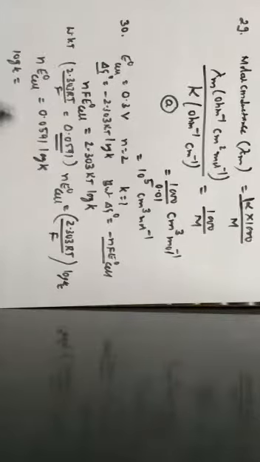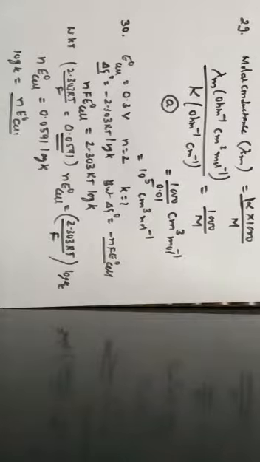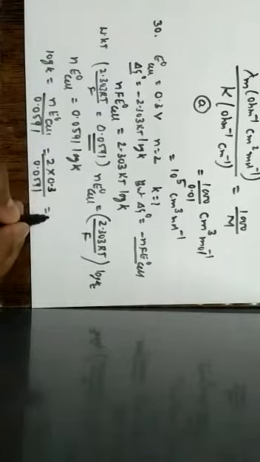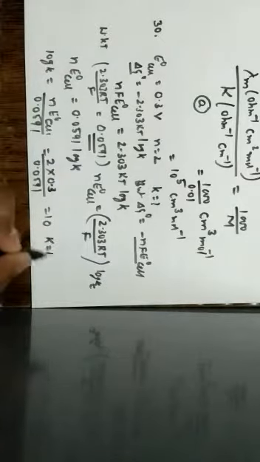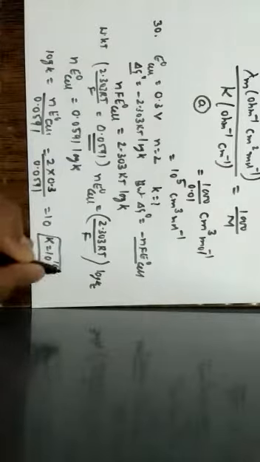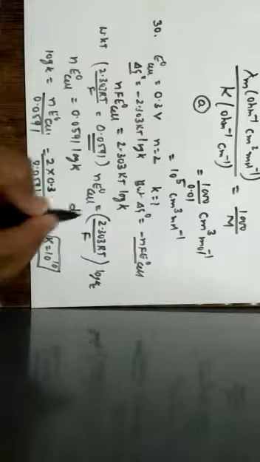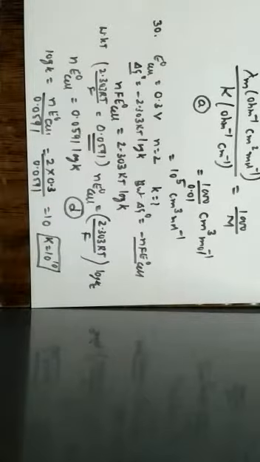This implies log K is equal to n into E naught of a cell divided by 0.0591. So, what is the value of n? Value of n is 2. E naught of a cell is 0.3 divided by 0.0591. Here, when I simplify, this comes out to be 10. Hence, the value of K is equal to 10 to the power of 10 upon taking antilog. Hence, the correct option for the given question is option D, which is given by 10 to the power of 10.